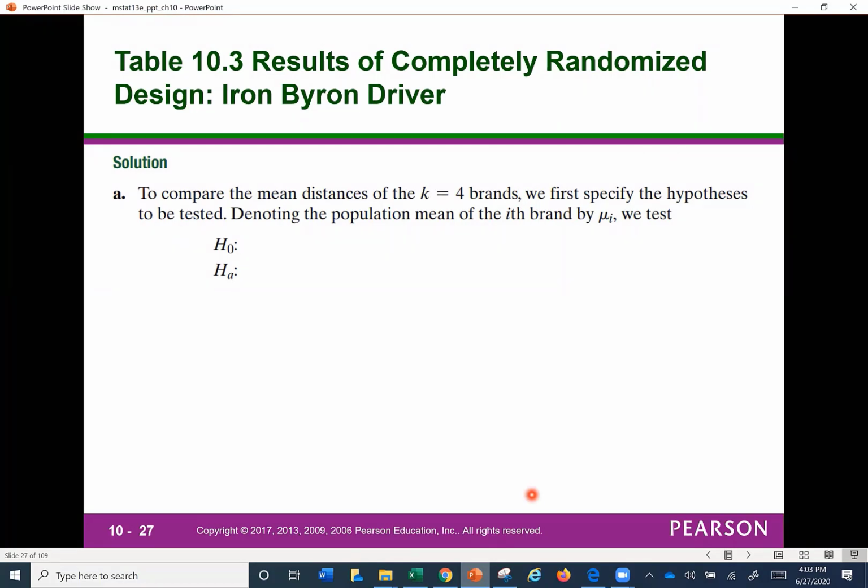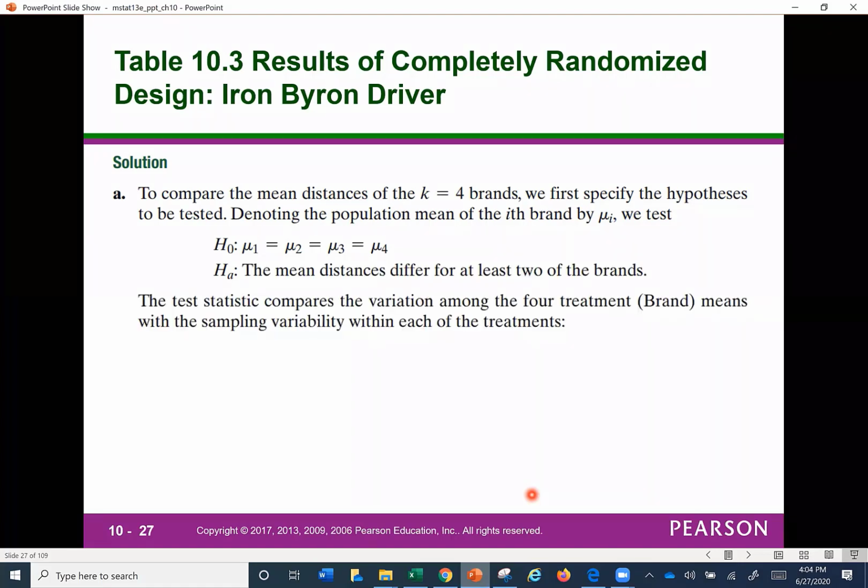To compare the mean distance of the 4 brands, we first specify the hypothesis to be tested. We are going to assume that all means for all different brands are equal: mu1 is equal to mu2, mu3, and mu4. 4 different brands. Let's assume that the distance reached for all of these brands will be the same. And what is the alternative? Any statement that denies the first one. At least one is different from the others, or at least 2 of them are different.